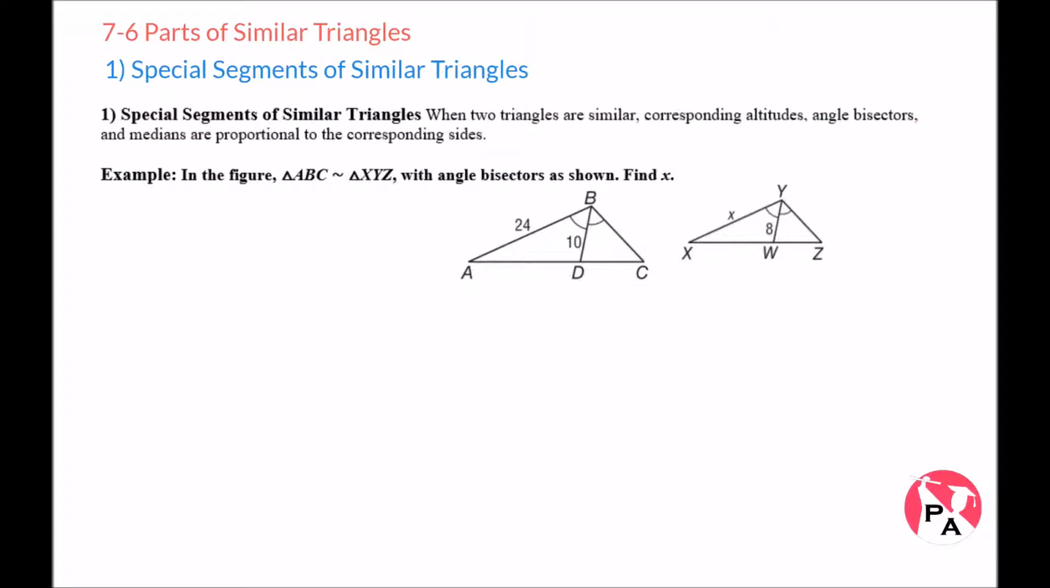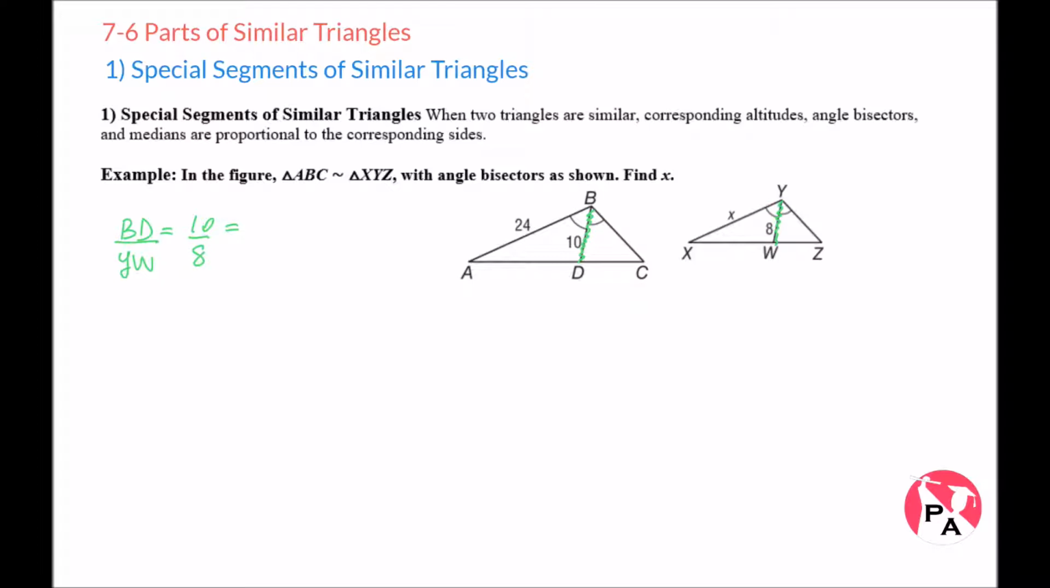So if you look at these two triangles, their angle bisectors are given. I know these segments are the angle bisectors because they cut the angles in half. They cut the vertices in half. Now, they must be proportional. So BD and YW must be proportional. That's going to be equal to the scale factor of these two triangles, which is 10/8.